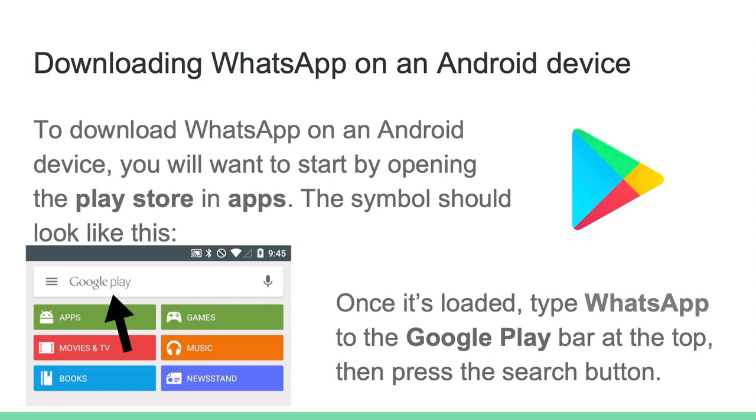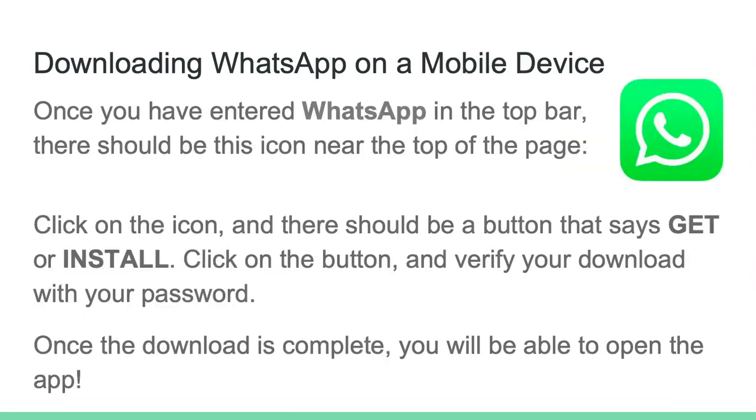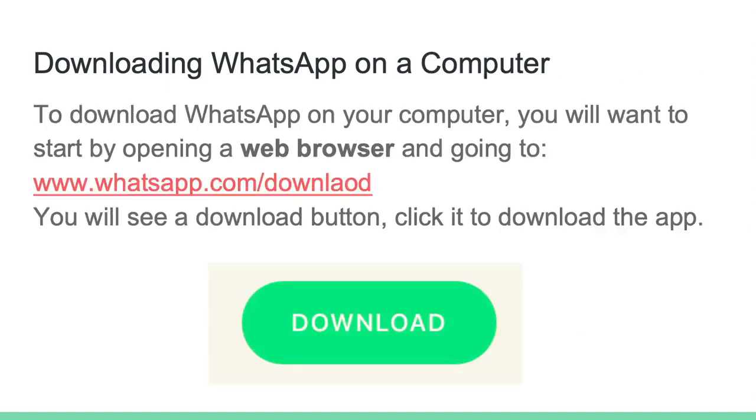If you have an Android device, you're going to go to the Play Store, and you're going to just click the box that says Google Play, and then search WhatsApp. Once you have entered WhatsApp into either of the stores, there will be an install button usually, and you'll just click install or get on Apple devices. And once it's downloaded, you'll be able to open it and use it.